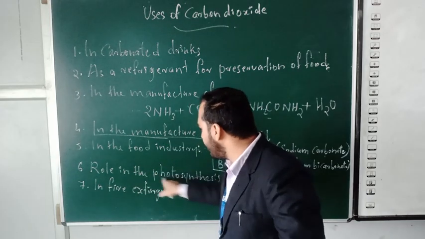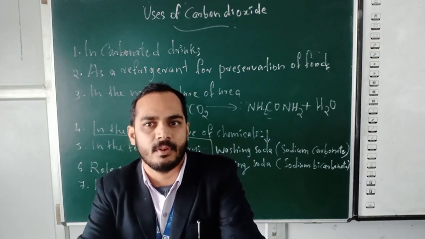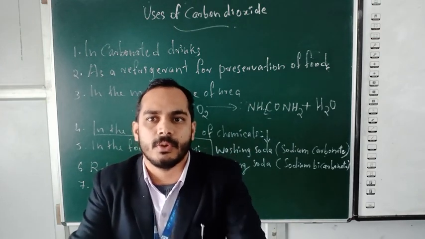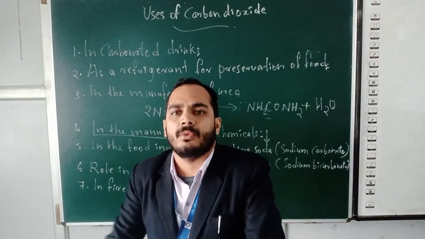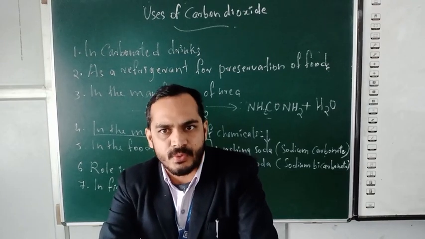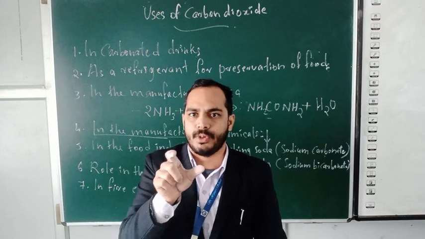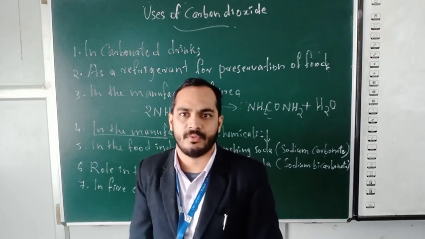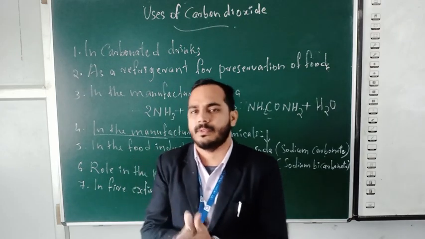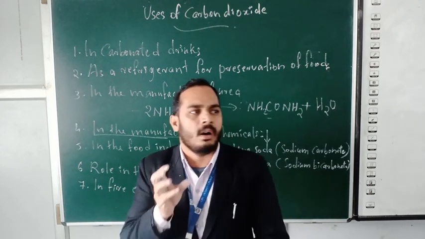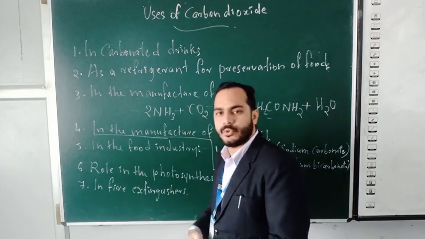And next, the role in photosynthesis. This is a very familiar topic, photosynthesis. For the formation of glucose during photosynthesis, carbon dioxide is a very compulsory component. The reaction between water and carbon dioxide forms glucose and oxygen during photosynthesis. I hope all of you know the photosynthesis process. So during photosynthesis, carbon dioxide is a very essential component.